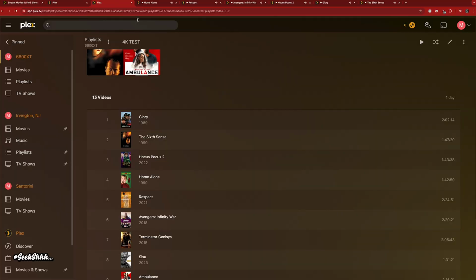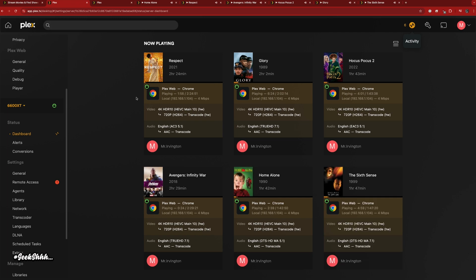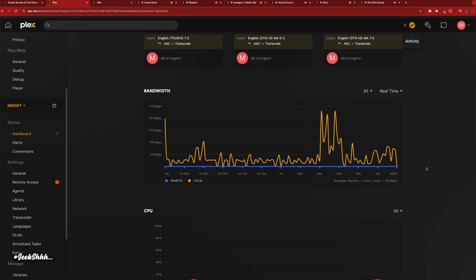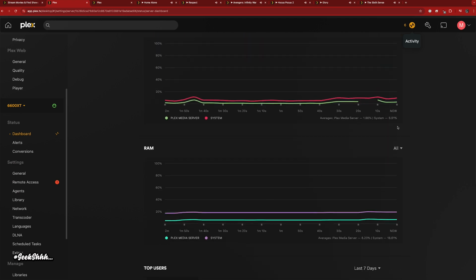So, all right, Avengers has gone ahead and transcoded. So let's check back in with the dashboard. And right now we're looking at 1, 2, 3, 4, 5, 6. Let's see what's going on right there.